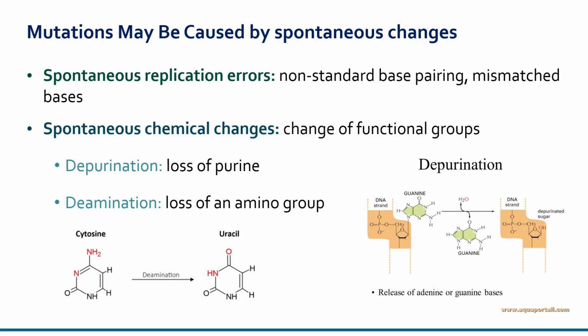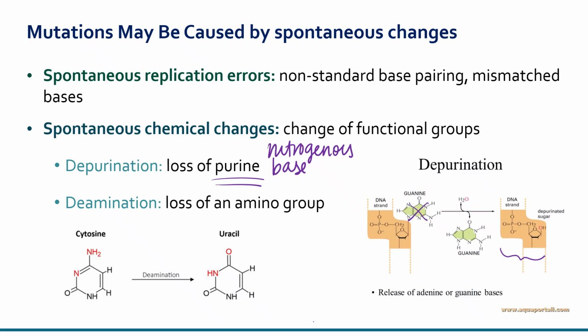This can just happen because everybody makes mistakes, including DNA polymerase. We've talked about this several times. We can also have a spontaneous chemical change. What this means is that a functional group on one of our nucleotides is changed. There are a couple of examples of this. One is called depurination. This is where the purine nitrogenous base is lost from the nucleotide, and what you're left with is just the phosphate and the sugar.